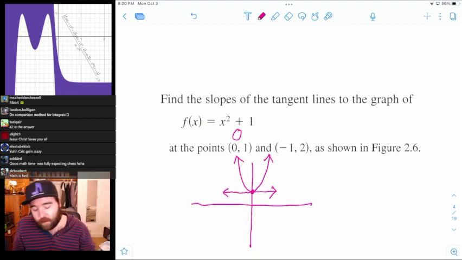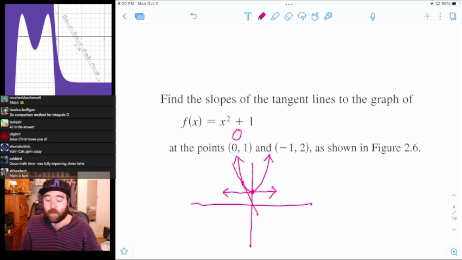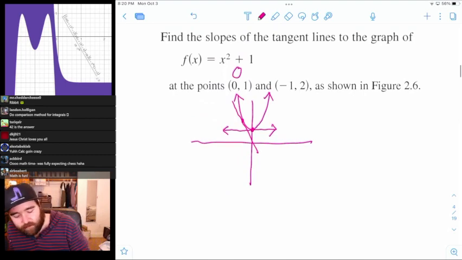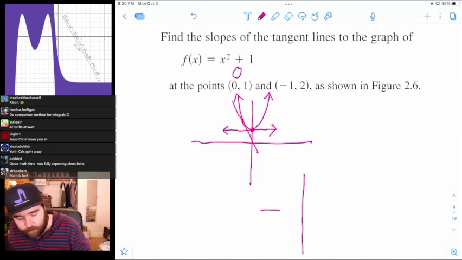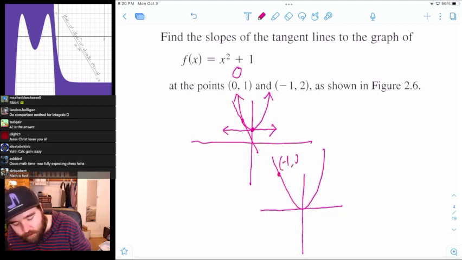Now at the other point, negative 1, 2, so like roughly that line, we're going to have to use some calc for. So let's talk about what we're going to have to do there, because we haven't even talked about the derivative yet. So how does this go? I'm just trying to draw this bigger here. So we have our point right here. We'll call that our negative 1, 2.